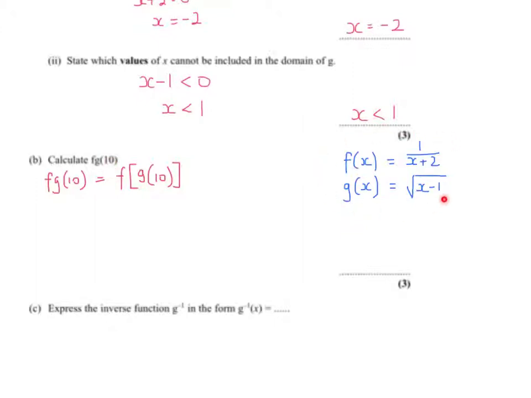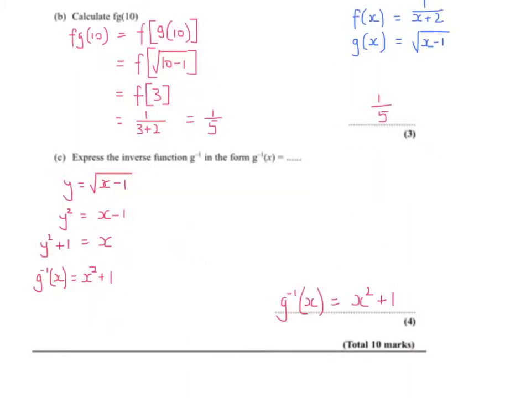I've written out the functions again just from the top because that's not on the screen anymore. And we should know that fg of 10 is the same as f of g of 10. So when you're working through these, you work from the inside out. So first I'm finding g of 10, and then I'm doing f of that. So g of 10 is the same as the square root of 10 minus 1, which is the square root of 9, which is 3. So I'm actually finding f of 3 now, and f of 3 is 1 over 3 plus 2, which is 1 over 5. So my final answer is 1 over 5.